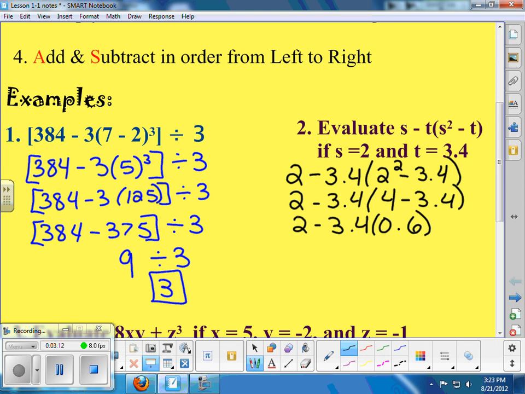And now, our decision is, should we subtract or should we multiply? Multiply comes before subtracting in the order of operations. And lastly, subtract. 2 minus 2.04 is negative 0.04.